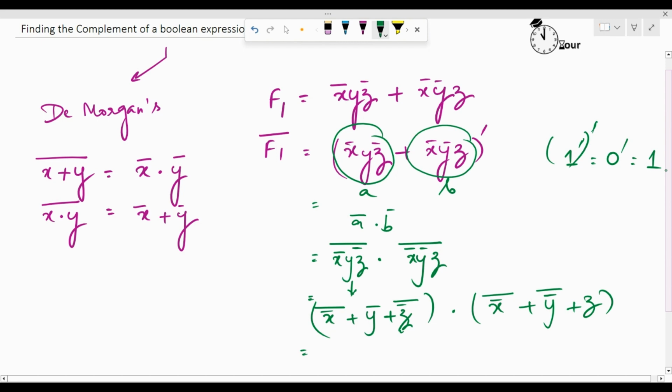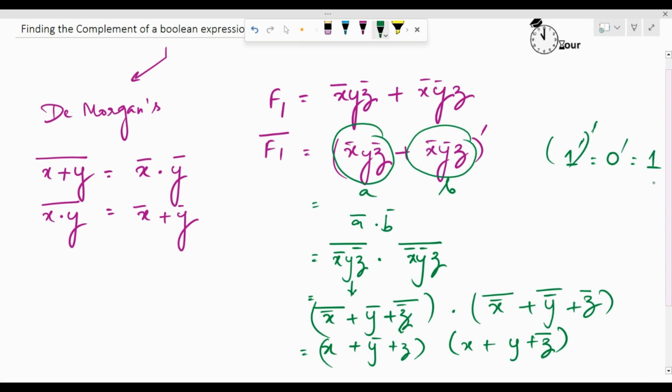That's exactly what's going to happen here. X complement, the whole complement, is nothing but x plus y bar plus z, and here we have x plus y plus z bar. So this is what we get when we apply De Morgan's law to find the complement of a Boolean expression.